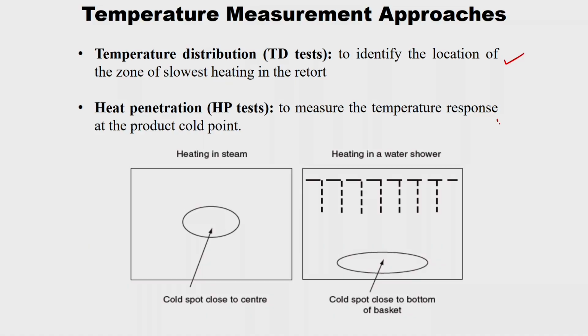Right. For the temperature measurements, there are two tests. One is TD. TD takes care of the temperature distribution within the container or retort. The heat penetration test measures the temperature response at the cold point, right. So these are two examples. One is heating in steam. In heating with steam, the cold spot is close to the center of the container. But if we use the heating medium as a hot water shower, then when it reaches here, it may be at a temperature less than that of the top, right. So your cold spot happens to be near the bottom of the basket.